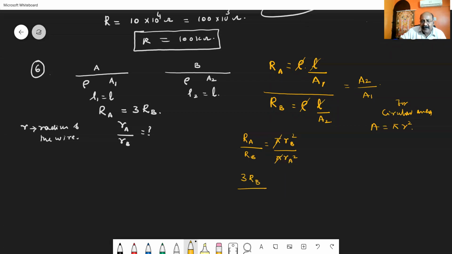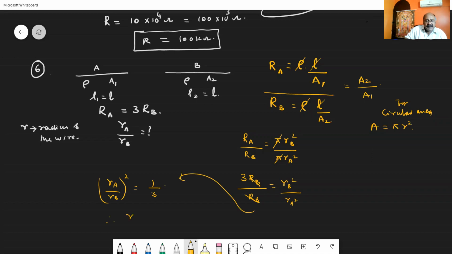So 3RB divided by RB is equal to, what will be the value? rB square divided by rA square. So RB will get cancelled. Taking reciprocal, you will be getting rA divided by rB, the whole square is equal to 1 divided by 3. Therefore, I can write rA divided by rB equal to 1 divided by root 3. 1 is to root 3 or 1 divided by root 3 is the answer.